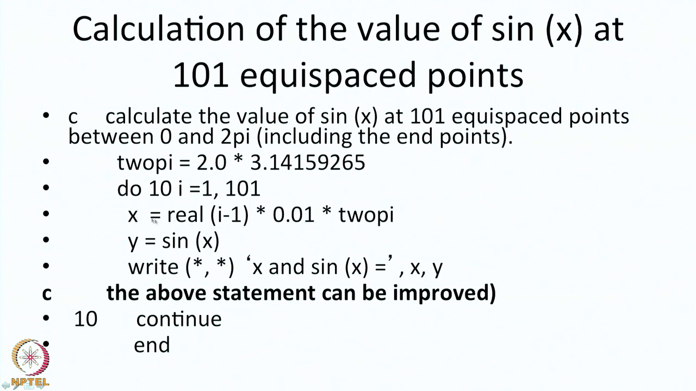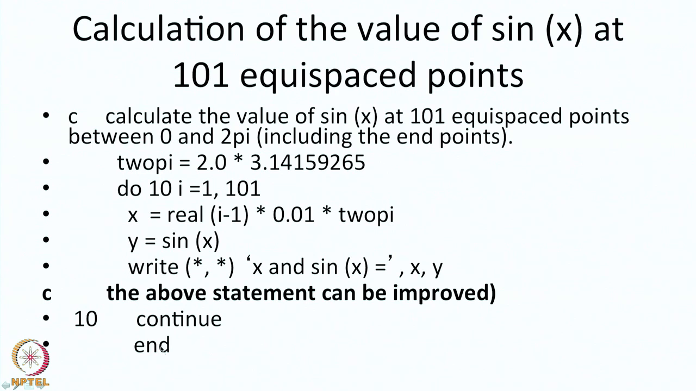So, the last value of x is 2 pi, it calculates sine 2 pi. So, it will write x and sine of that x, and now it goes to 10 continue, I is already 101. So, if you go next time, it knows that I has reached already the last value. So, it will not calculate again, it will go to the next line. So, after it calculates 101 values, the program will just end.